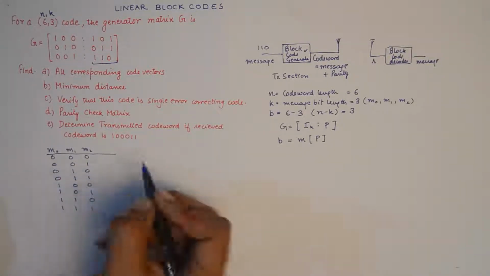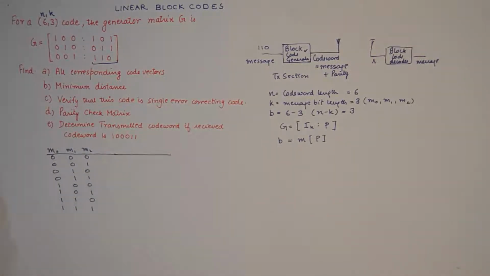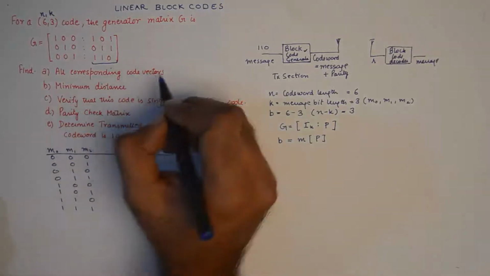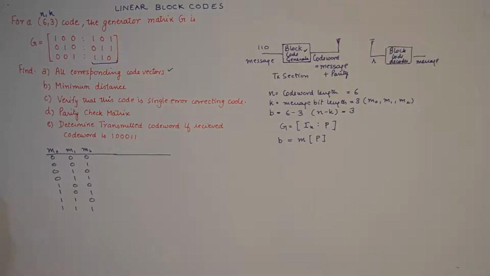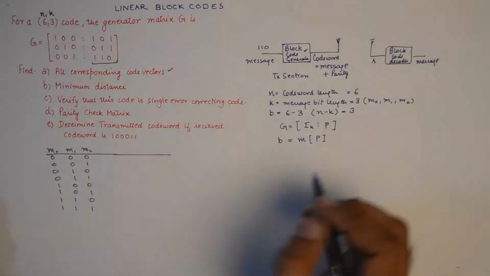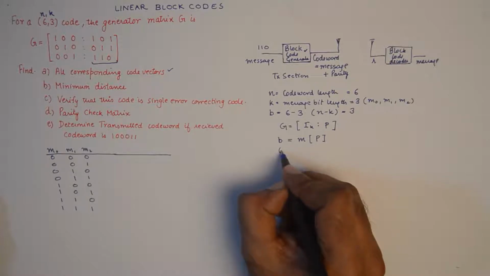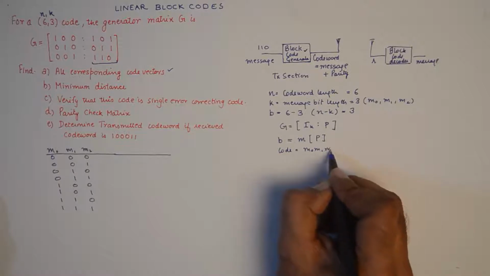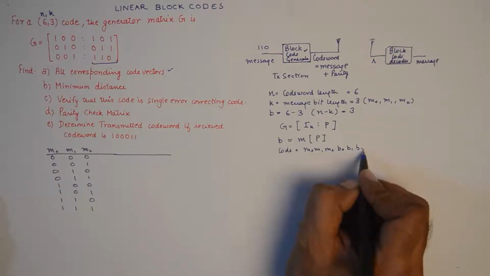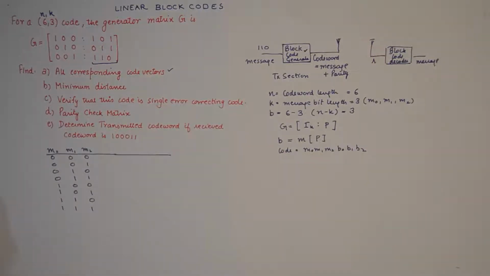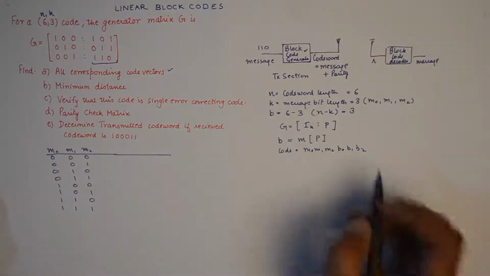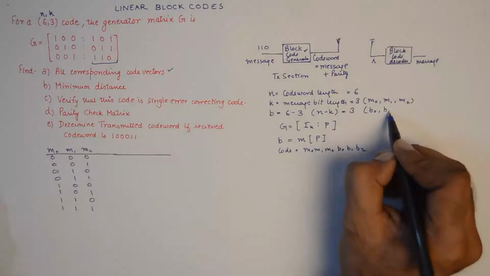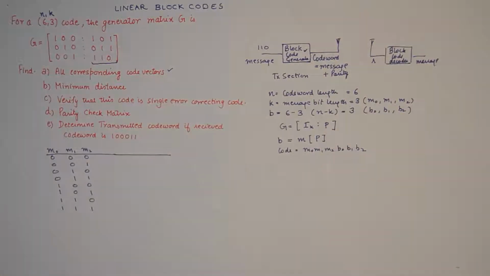So we could possibly have these many messages, and we need to find out the code words for each of these messages. This is what the first question says. All corresponding code vectors, and we know that the total code will be message plus parity. So it will be M0, M1, M2 and B0, B1, B2. So we know that our parity is also 3 bits, so I'll say B0, B1, B2 are my parity bits.